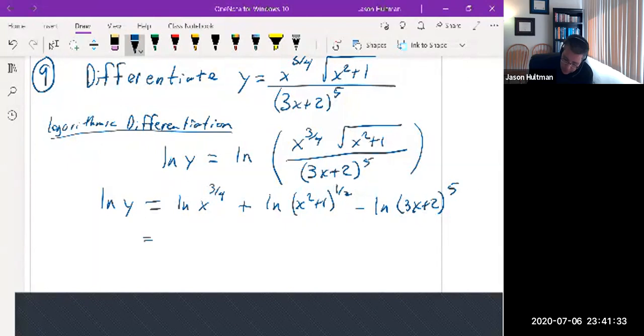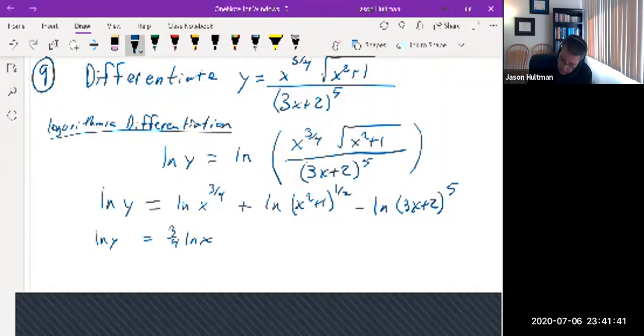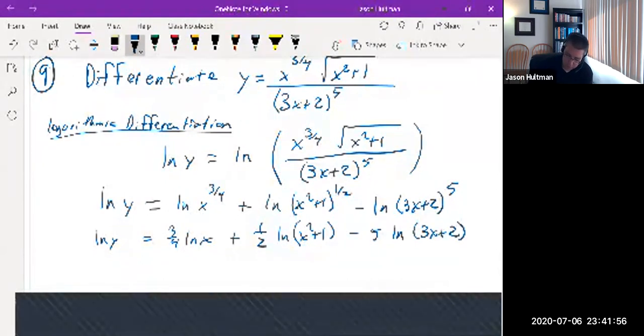Okay, now I'm going to put these exponents in front. So this is going to be natural log y equals 3/4 natural log x plus 1/2 natural log of x squared plus 1 minus 5 natural log 3x plus 2.